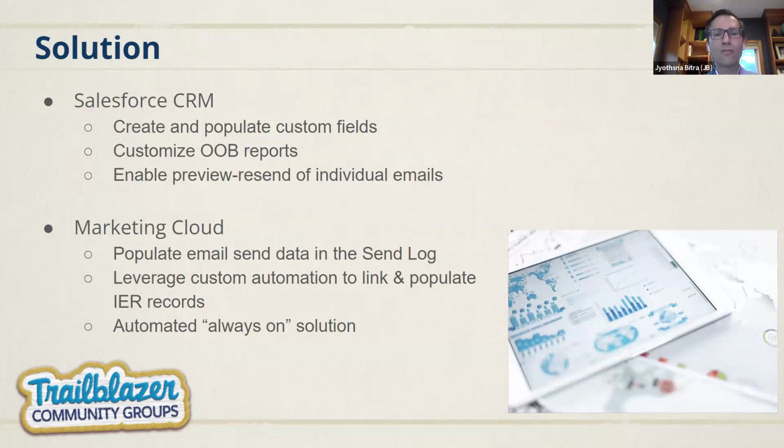So how can we solve this for the sales team? We're going to create and populate some custom fields. It's going to allow us to populate in the individual email results the send from name and send from email, so that sales management can see and run a report to see which salespeople are sending this email and which are not. That'll allow them to customize those out-of-box reports with those custom fields.